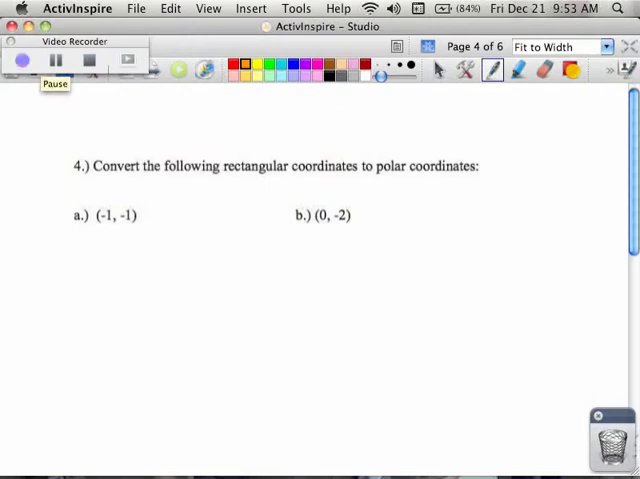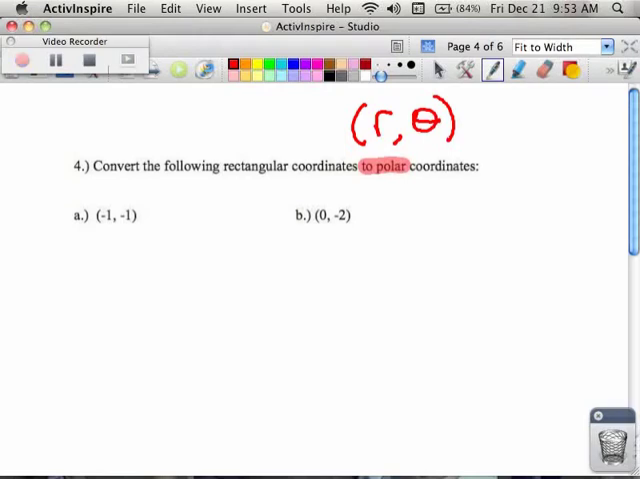In number 4, we are going to convert, instead of going to rectangular, we're going to convert to polar. Remember that when you're going to polar, if you ever see this phrase, to polar, that means that you're looking for an answer that has an r and a theta when you're looking for coordinates. So let's take a look at what this stuff means.